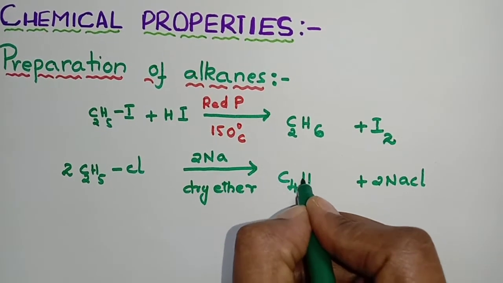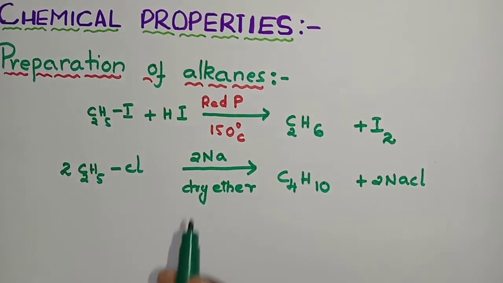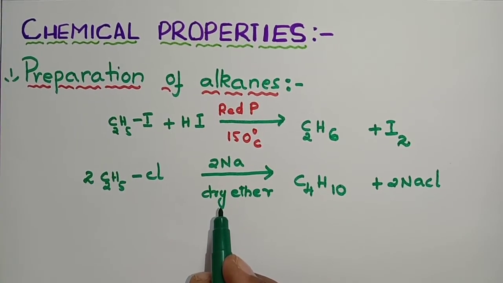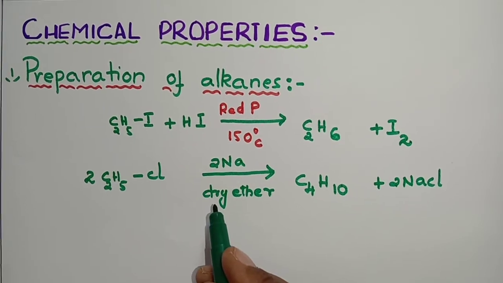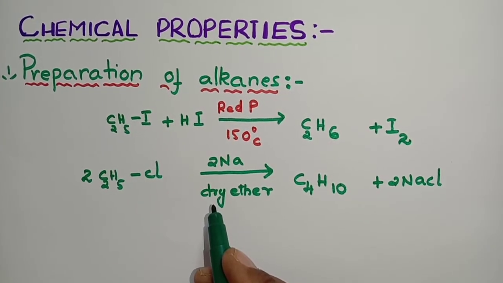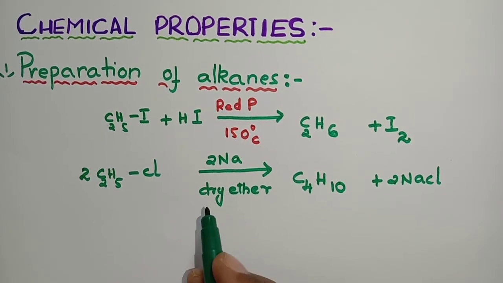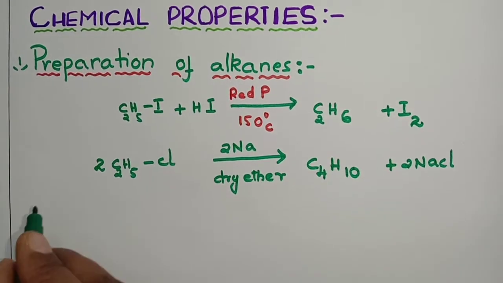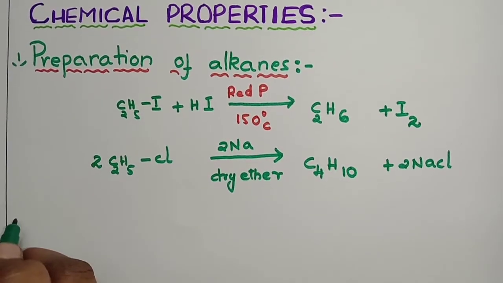What is that? Butane. Do you know the name of this reaction students? You will be learning alkanes in first year. The name of this reaction is Wurtz-Fittig reaction. WURTZ-FITTIG. Okay. So this is how we prepare alkanes from alkyl halides. Next, second one.